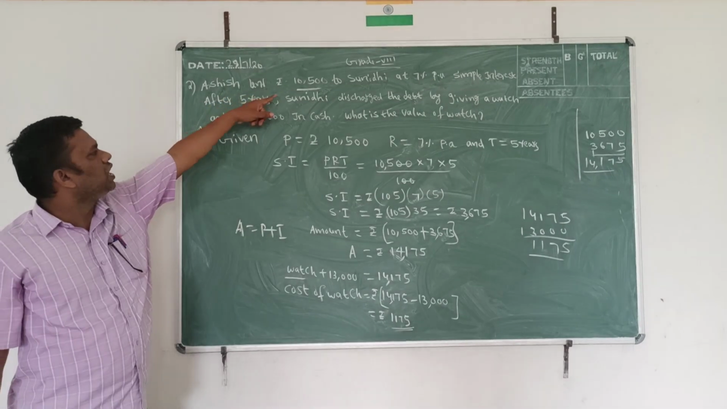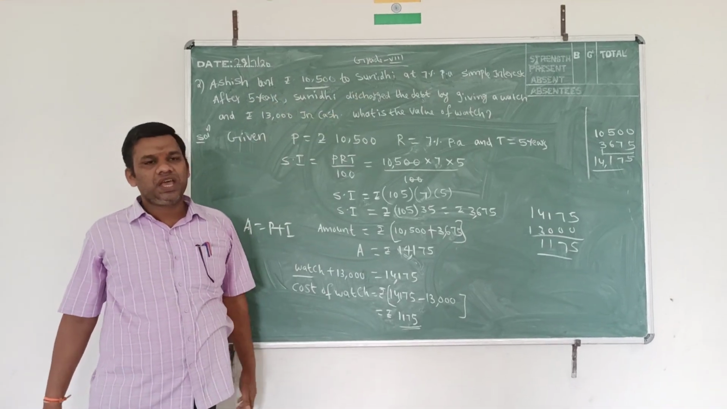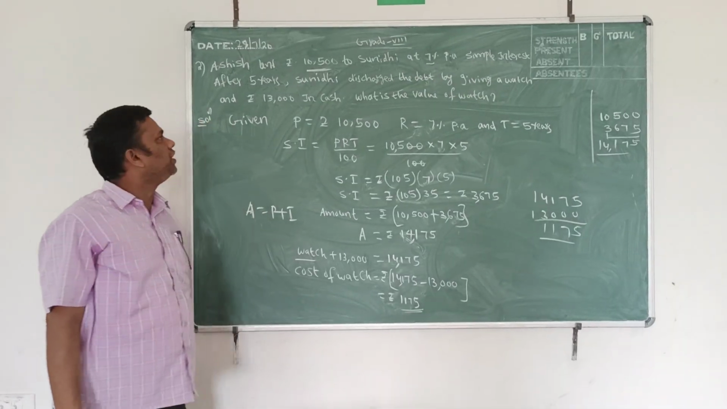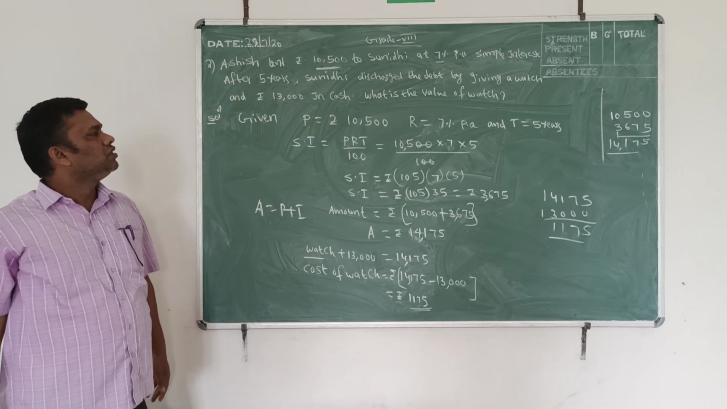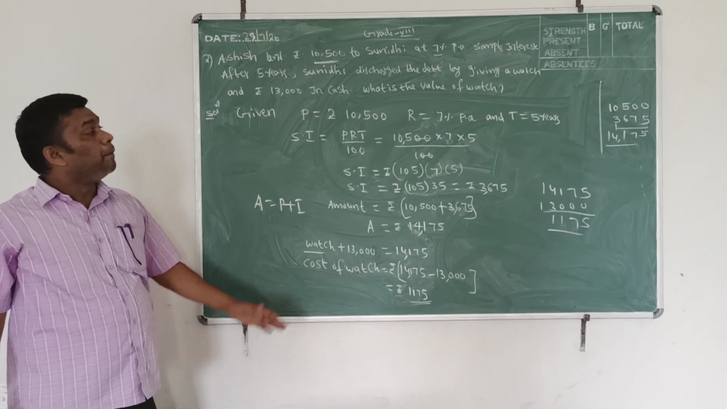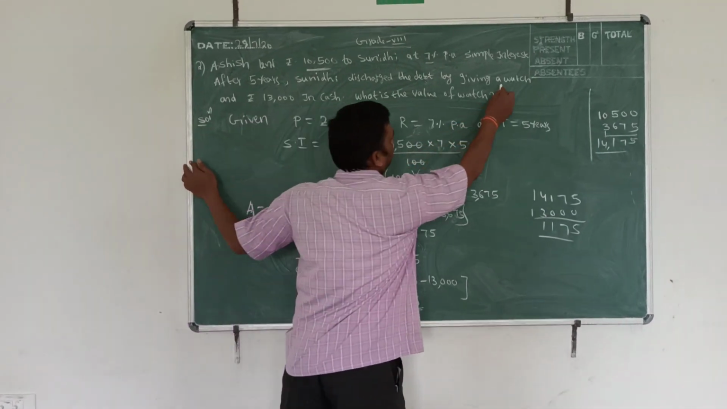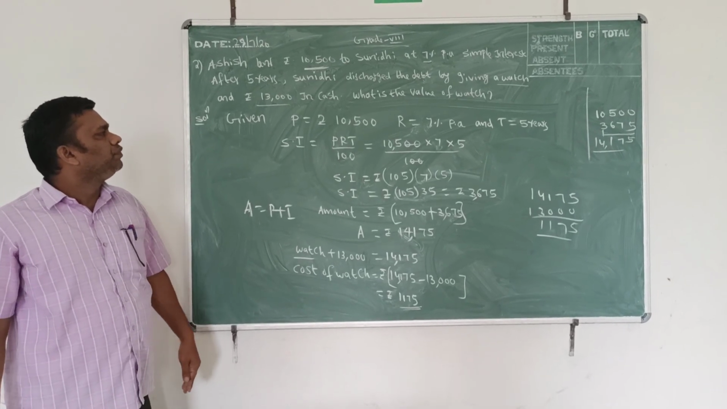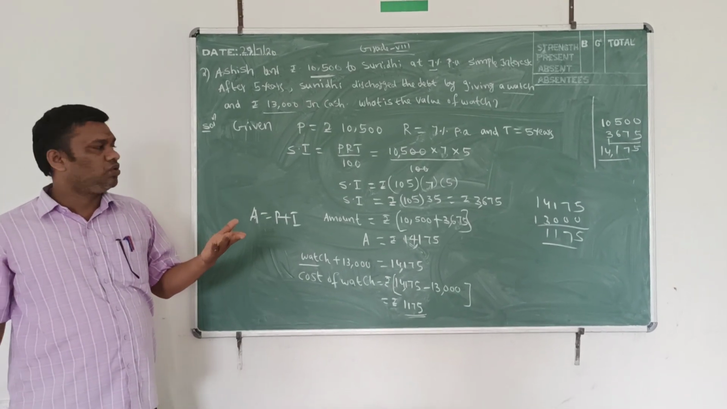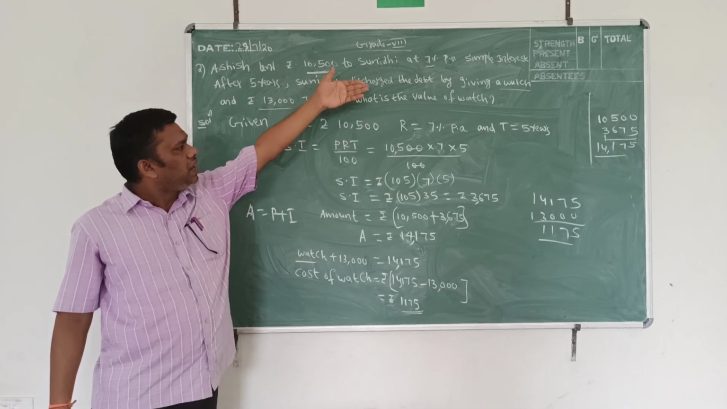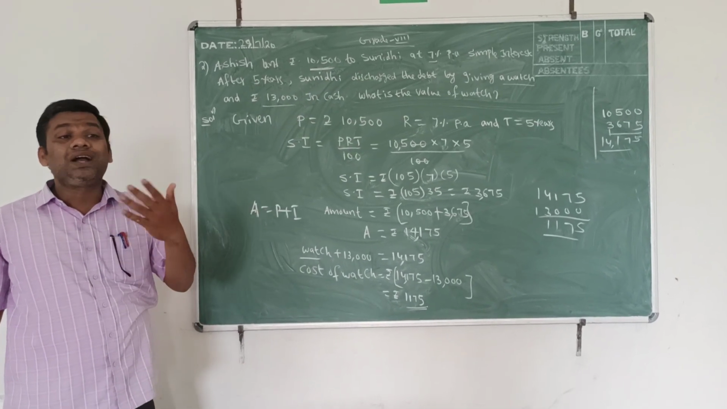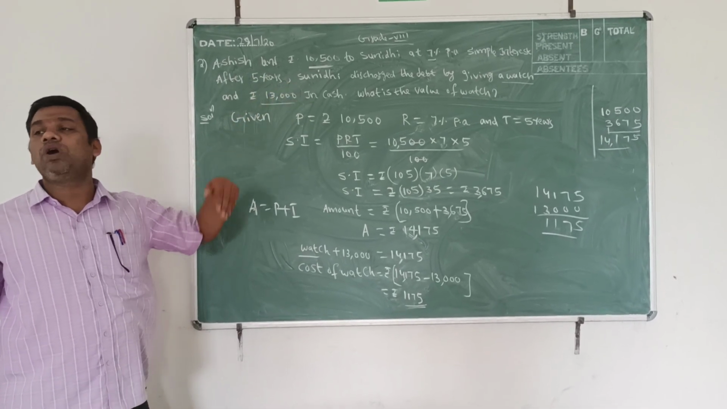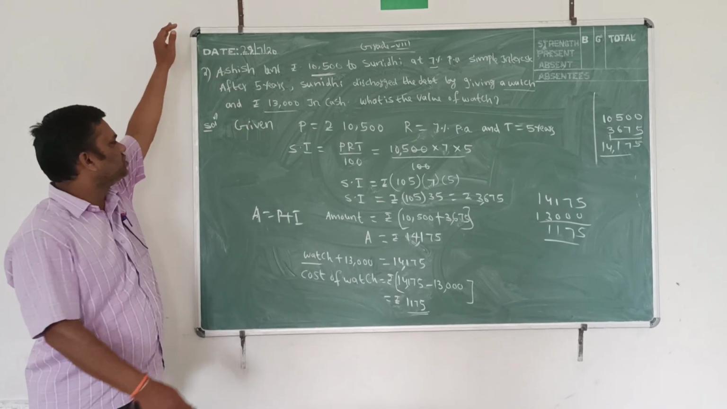After 5 years, Sunidhi discharged the debt by giving a watch. See, Sunidhi gave a watch and also 30,000 amount in cash. 13,000 amount they gave in cash. She gave cash and again a watch. Then they are asking what is the cost of the watch. Means the final amount will be more than the watch amount. That they are saying. Now see the solution.